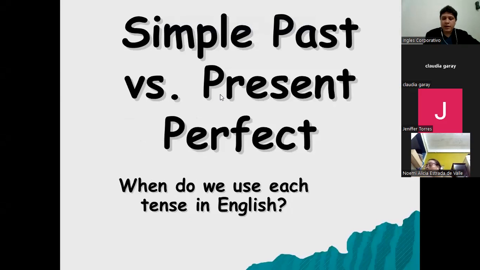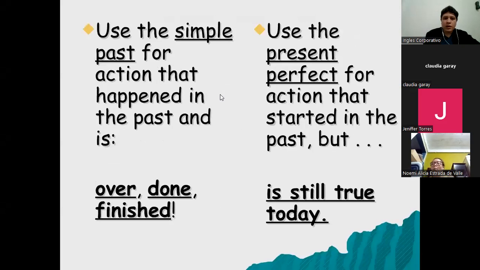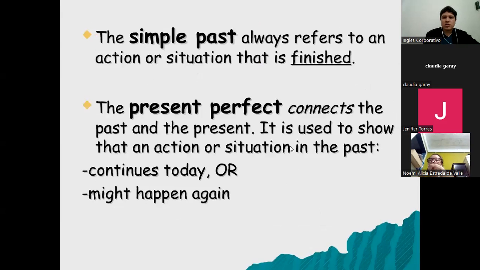When to use it, right? Now, guys, let's see. Well, we have, first of all, that we use the simple past for actions that happened in the past, right? Okay, action that happened and finish, okay? So over, done, finish, right? And we use the present perfect for action that started in the past, but is still true today, right? So en pocas palabras, el pasado simple, chicos, lo vamos a utilizar para hablar de acciones que ya acabaron, right? Que ya finalizaron. Y el presente perfecto para acciones que iniciaron el pasado, pero que todavía tienen un impacto en el presente, right?